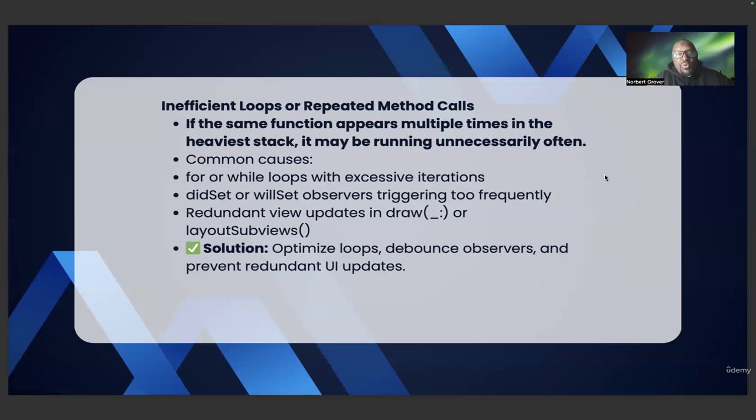Inefficient loops or repeated method calls. If the same function appears multiple times in the heaviest stack, it may be running unnecessarily often. Common causes: for or while loops with excessive iterations, didSet or willSet observers triggering too frequently, redundant view updates in draw or layoutSubviews. Solution: optimize loops, debounce observers, and prevent redundant UI updates.